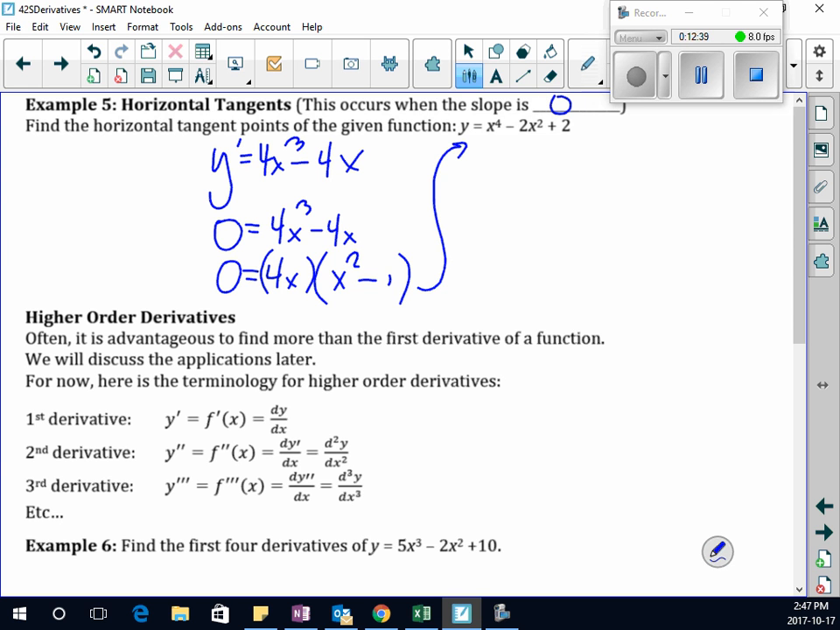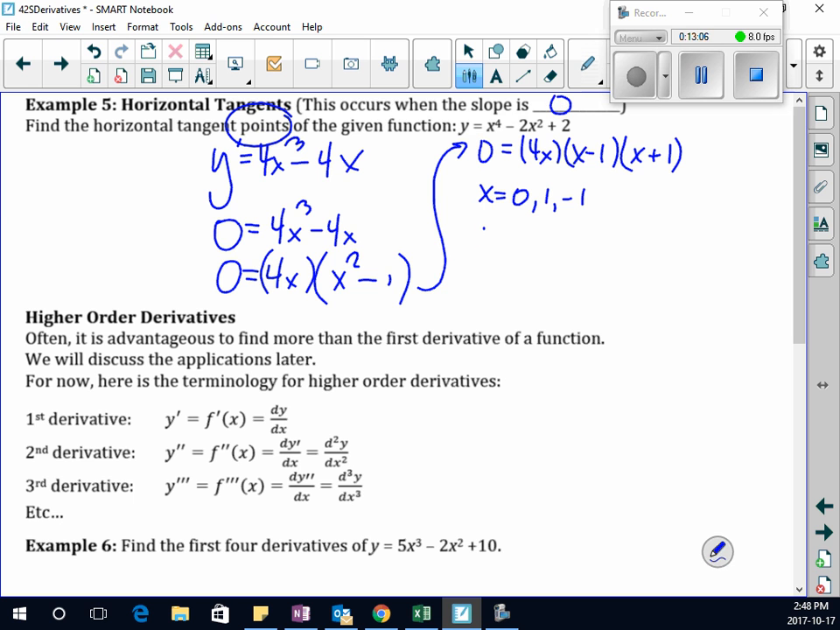I'm going to go back up here. 0 equals bracket 4x. And what does that become? Yes, x minus 1, x plus 1. So, what is my x points? Not just 1 and negative 1. 0, 1, and negative 1. It's asking for the tangent points. Are these points? No, they're just the x values.